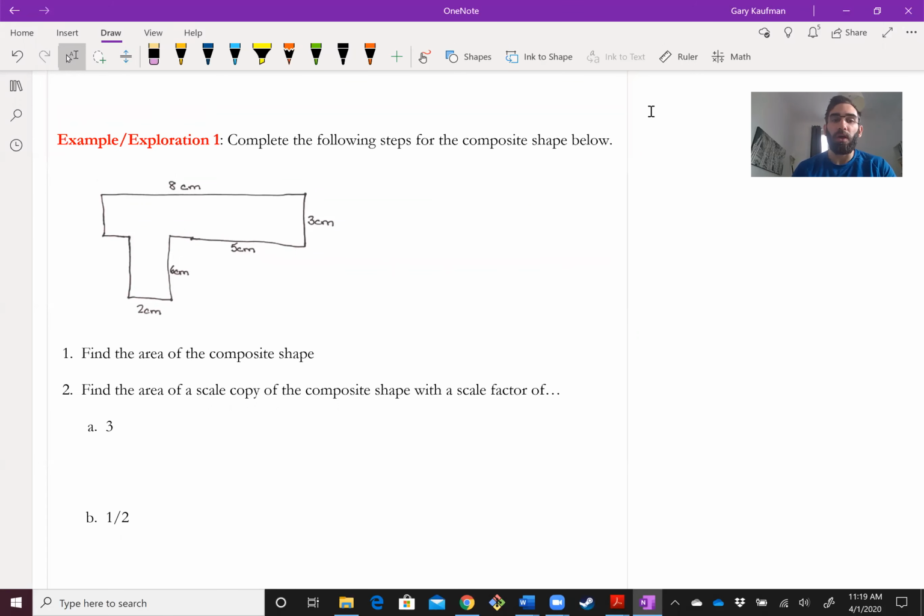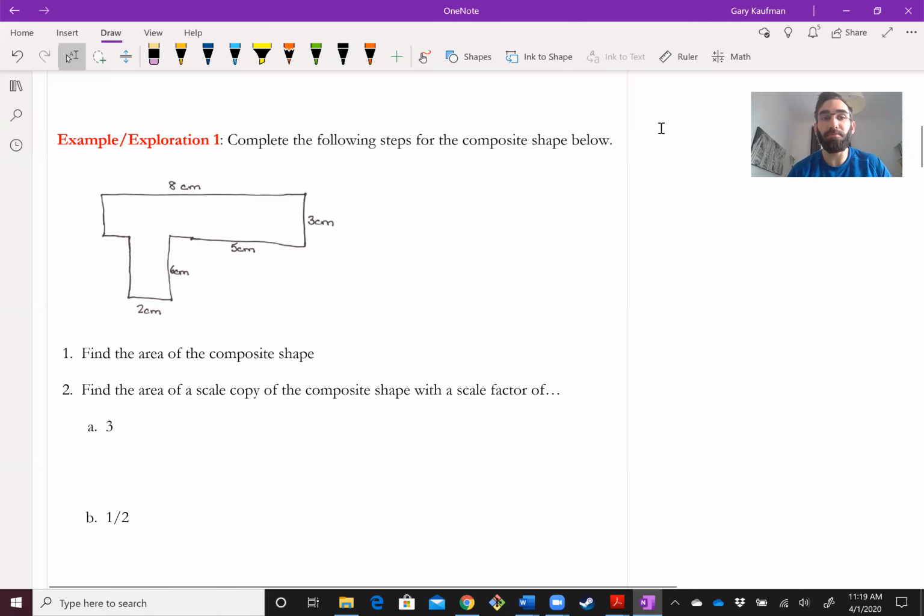I want you to find the area of the composite shape. Now, I drew this myself, so I apologize for my lack of artistic ability. I want you to find the given area and then find the area of a scale copy of the composite shape with a scale factor of 3 or a half. So that's using what we did yesterday. Try that on your own first.